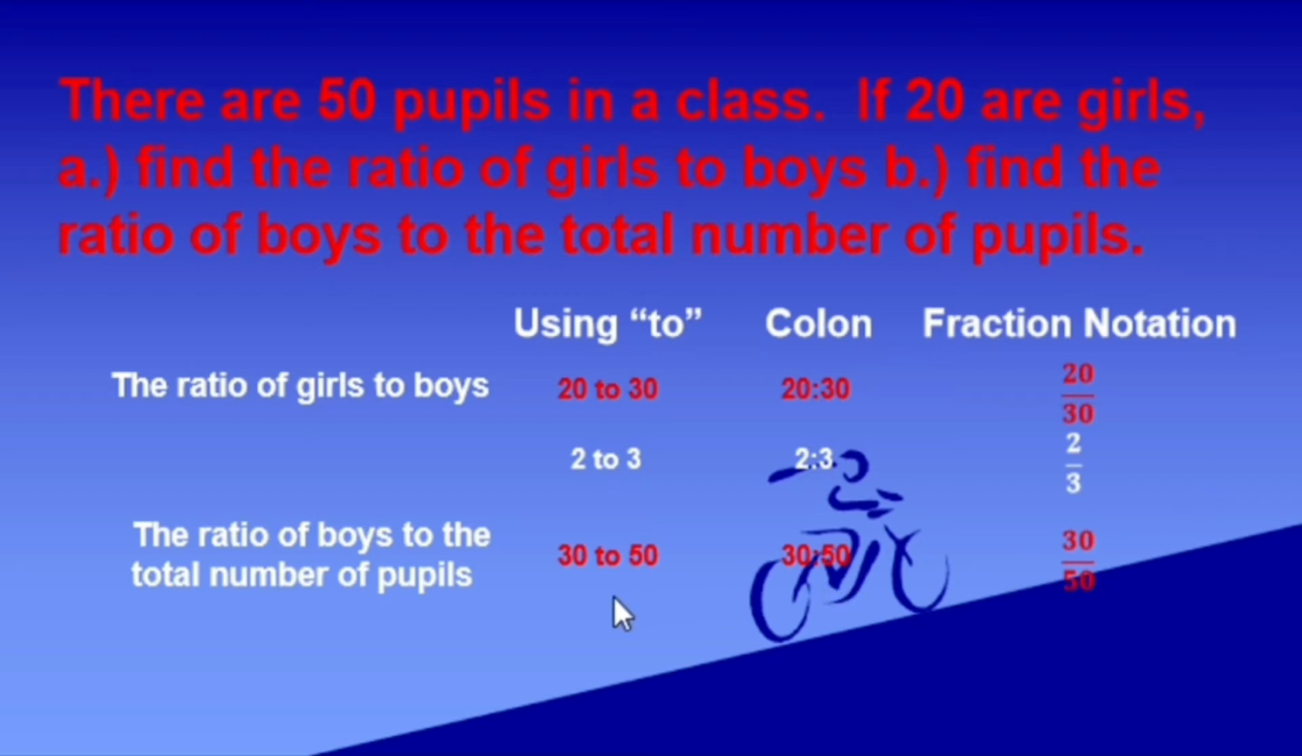Let us do the same thing to express 30 is to 50 to lowest term. We have 30 divided by 10 is equal to 3, and 50 divided by 10 is equal to 5. So we have 3 is to 5, 3 colon 5, 3 over 5. So I hope everything is clear to you about ratio.